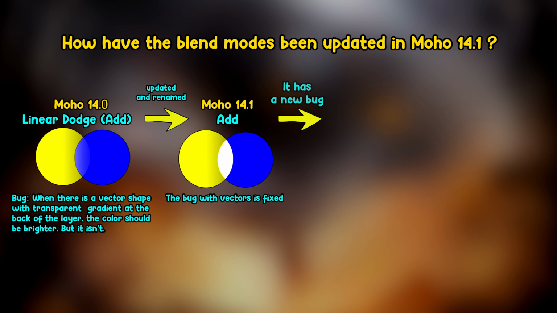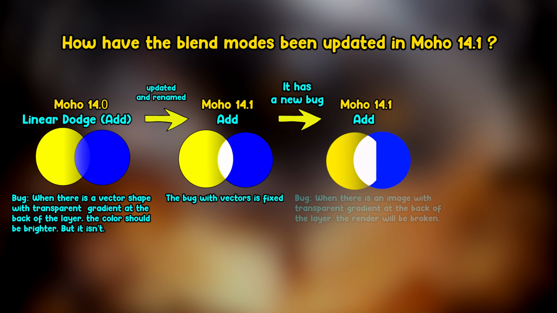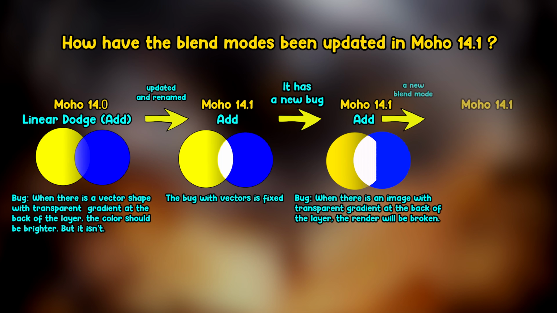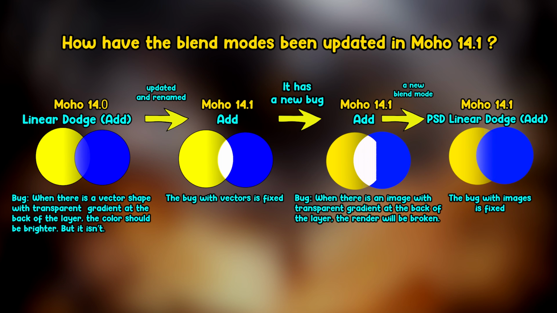However, Add blend mode has a new bug as I showed you with blending images when we have an image with a transparent gradient at the back of our layer, and usually when you want to import an image, it's a Photoshop file. So again, they decided to add a new blend mode only for when you import a Photoshop file to fix that bug. Yeah, it's complicated, but it makes sense, yeah? Welcome to the world of programmers.